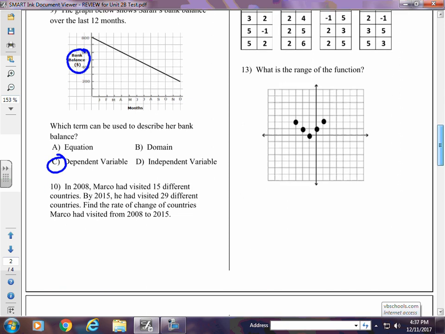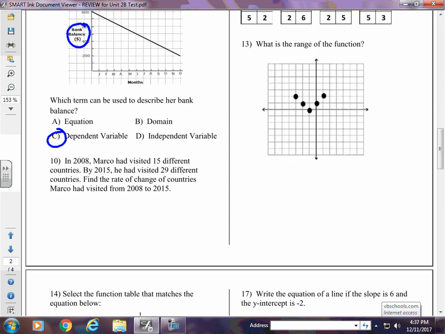Okay, for number 10, you have another rate of change problem, right? But you don't have any choices this time, right? So you need to make your table. We're dealing with years, and we're dealing with the number of countries. So in the year 2008, he had visited 15 countries. In the year 2015, he had visited 29 countries.